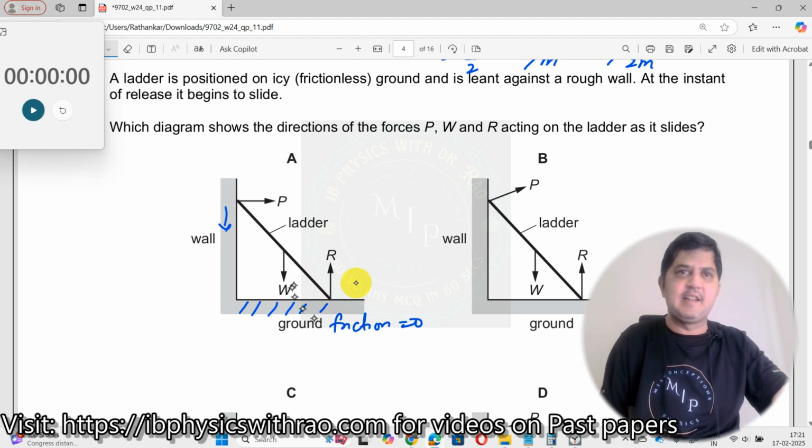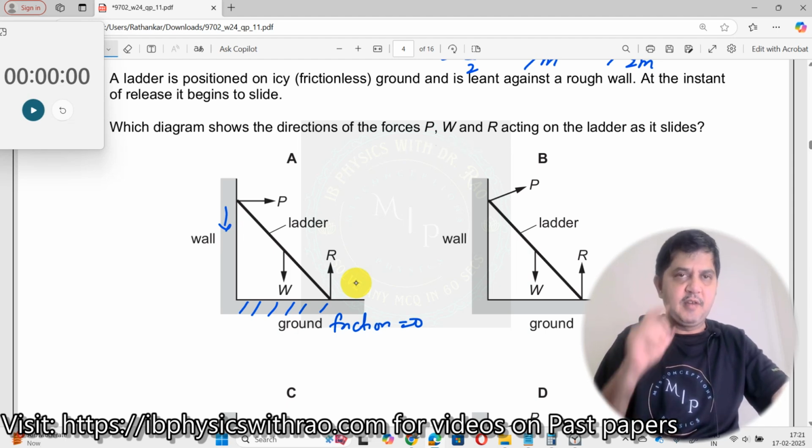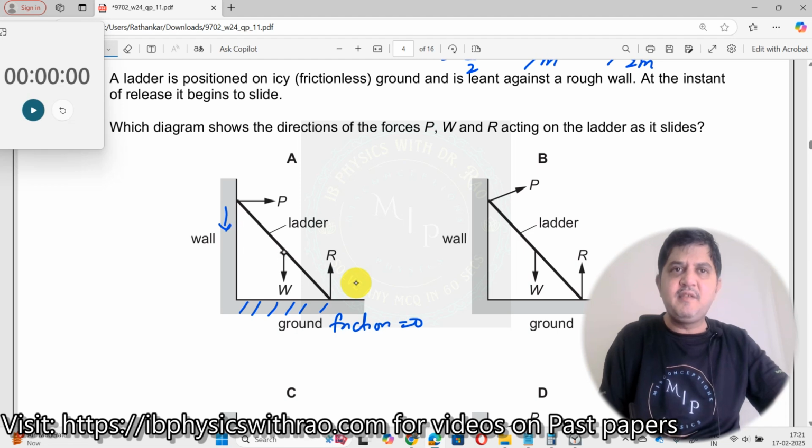I am just taking this example. This is not the right answer or wrong answer. I am not telling you anything. Which diagram shows the direction of the forces P, W, and R acting on the ladder? Now if you look at this, weight is always acting downwards, and it's acting in the middle, so that's fine. R is a reaction force. It should always act like this. There's no friction here.